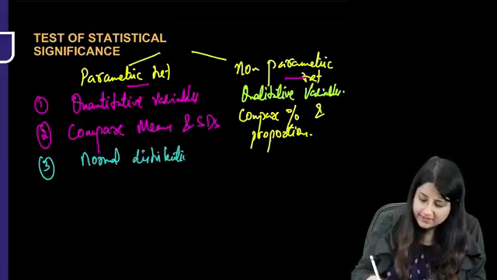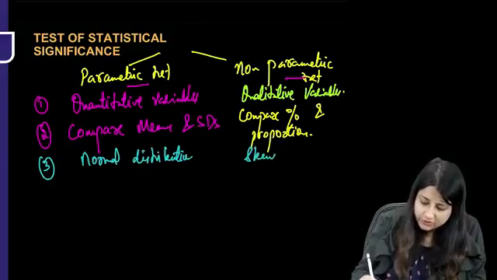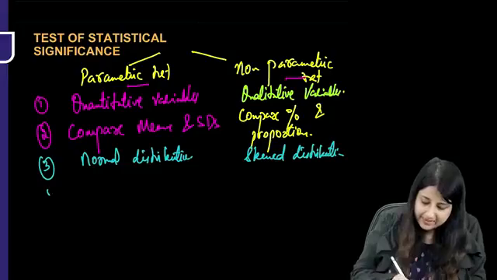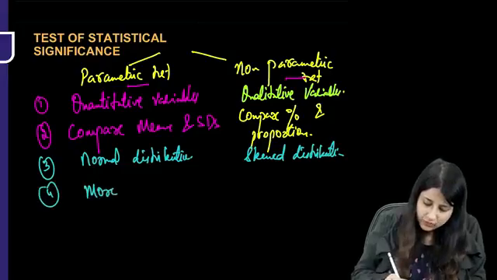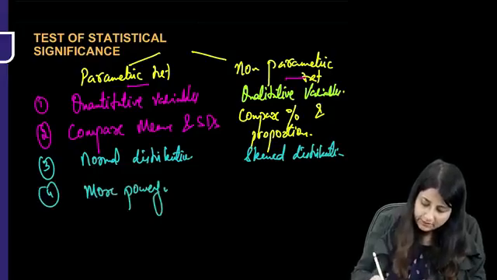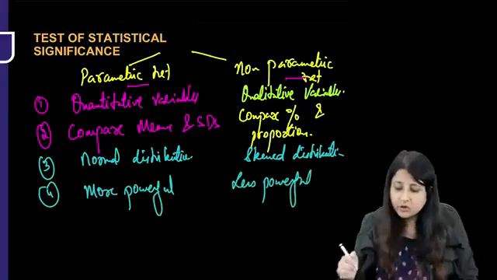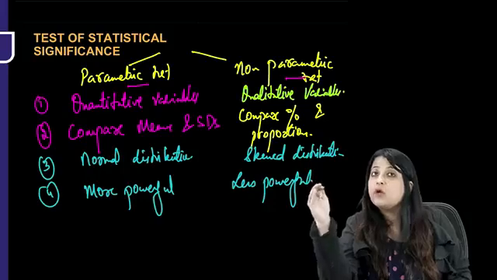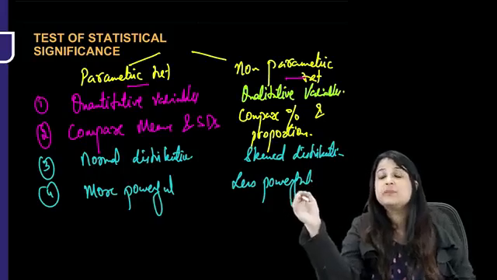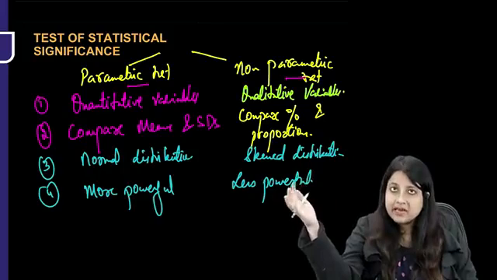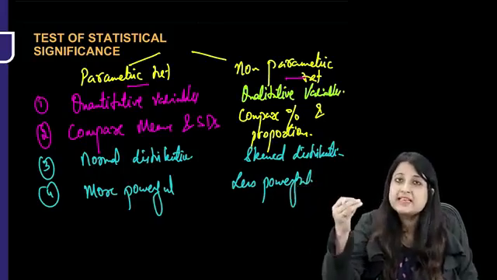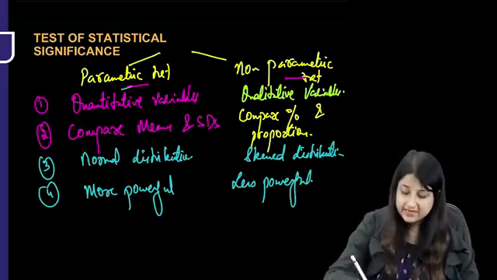And non-parametric is always used in case of skewed distribution. You already know what is normal and skewed. And parametric test is more powerful. Non-parametric is less powerful. So the important thing is, when we are comparing quantitative variables, like if I have to compare height or weight, when I can express anything in means and SDs, I'll use parametric.